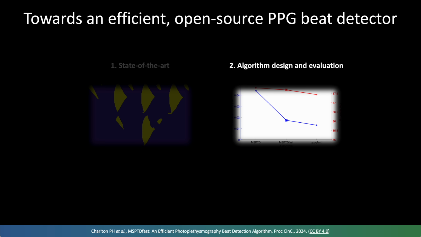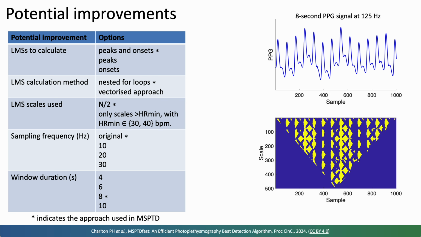So, designing and evaluating a refined MSPTD algorithm. We identified several potential improvements that we thought might be helpful for improving efficiency, and we tested this on various PPG signals. Here's an example on the right.